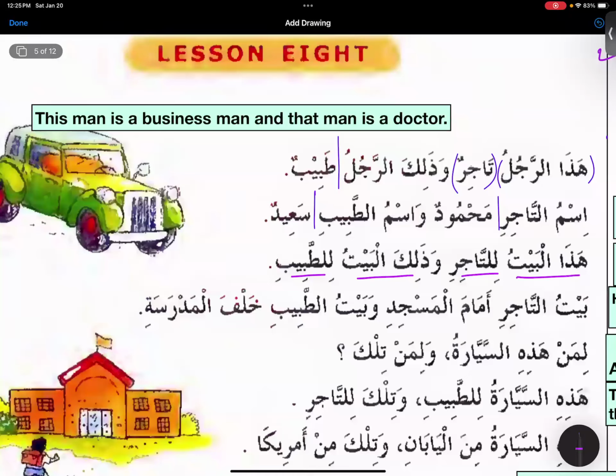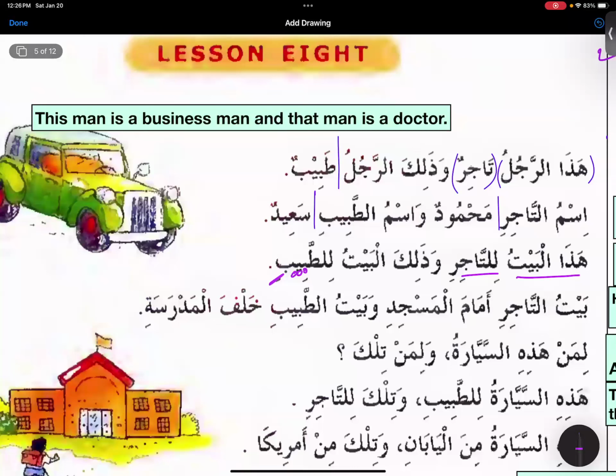We need to make sure what we are doing, because we have a clear construction over here, right? Hadha al-baitu littajiri. There are two words: littajiri, for the business. So this house is for the merchant, and that house is for the tabib. And this is not tayyab, it is tabibun. What does tabibun mean? Doctor. Tabib is doctor. Next one.